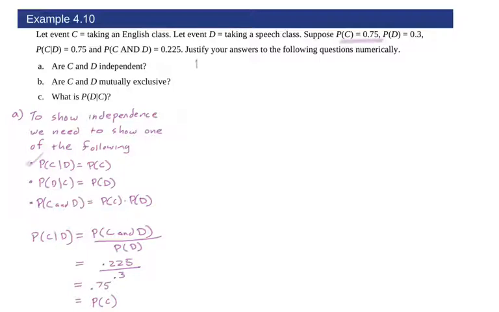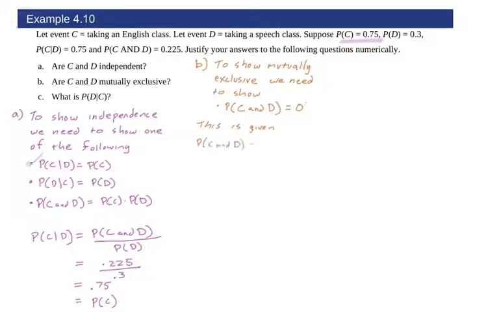Okay. Let's look at part B here. To show mutually exclusive, we need to show that the probability of C and D is equal to 0. And this is actually given to us. The probability of C and D is equal to 0.225. So that was given to us, which is not 0. So this is not going to be mutually exclusive. We're looking at it right here.